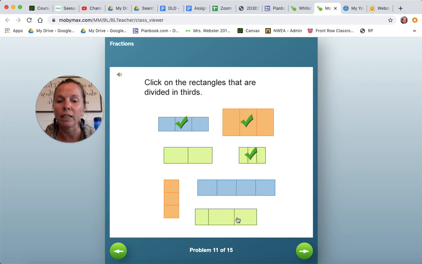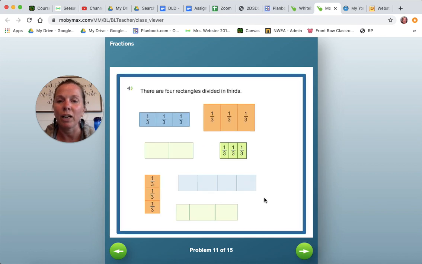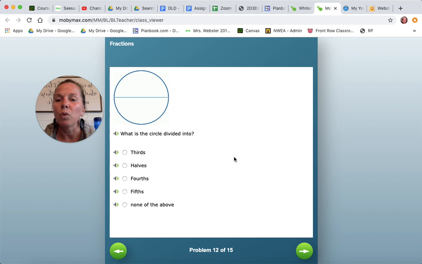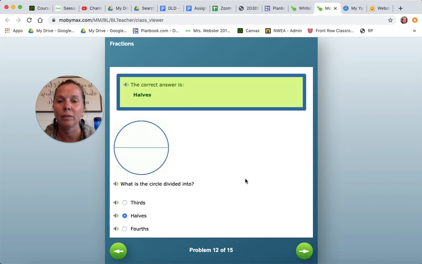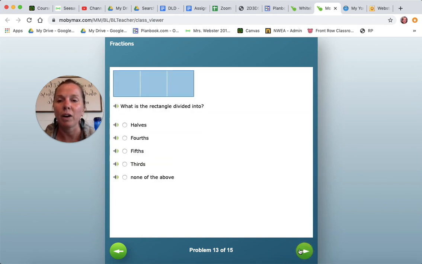Oh, look here, it's got 3 parts, but are those equal? They are not. So we have to be very careful with making sure that all of those are equal parts. What is the circle divided into? So it's got 2 parts, so we say that is halves. We got it right. What is this rectangle divided into? It's got 3 parts, so we call it thirds.